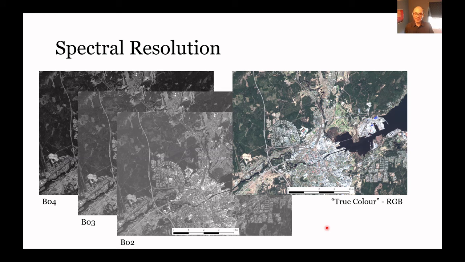It's not exactly true color. Our eyes are sensitive to color in a slightly different way. Also, these bands don't capture all the variations that our eyes might see. So this is not exactly true color, but it's good enough. It's close enough, so that's what we say it is.